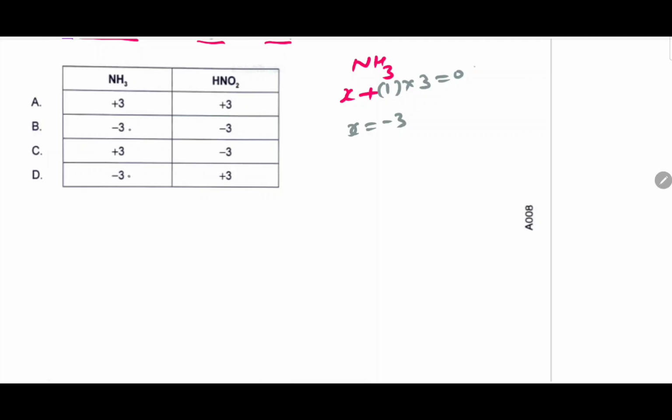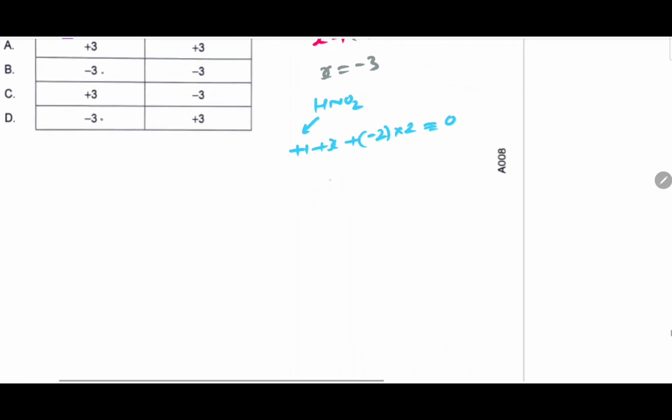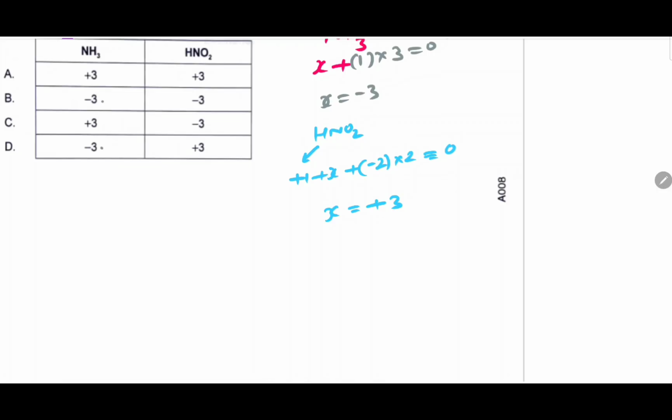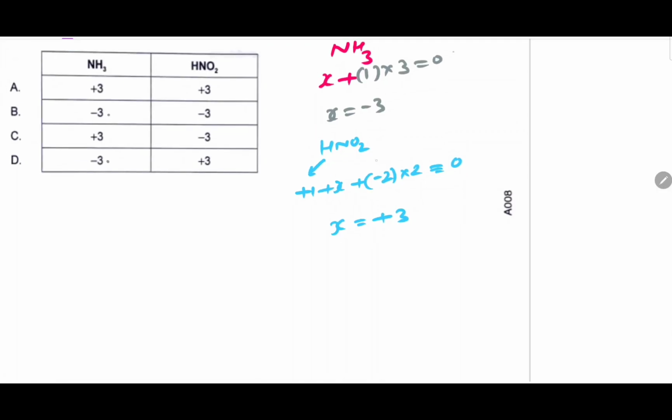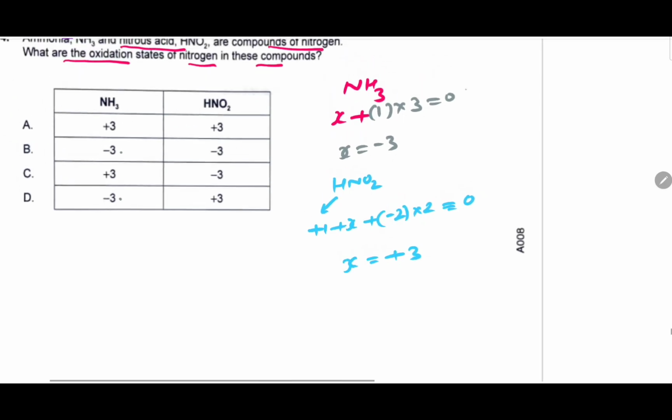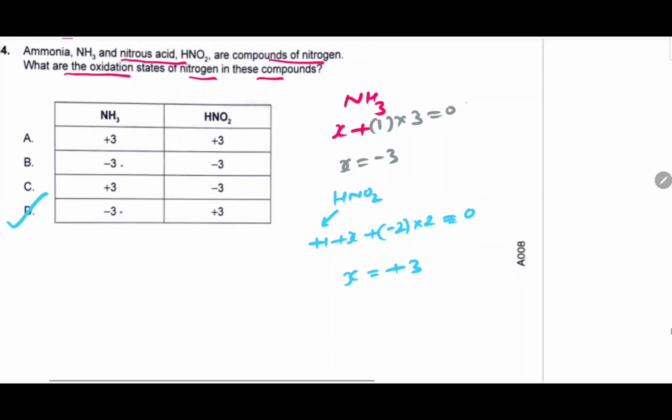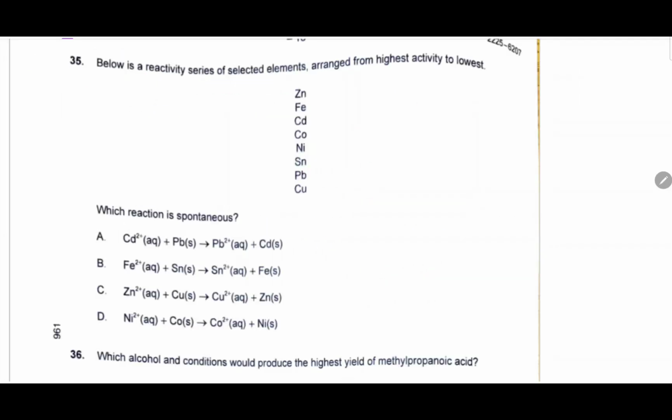Now for HNO2. Hydrogen plus 1 oxidation state, plus X, plus oxygen minus 2 into 2, that is equal to 0. X comes out to be plus 3. So for HNO2 the nitrogen is plus 3, and for NH3 the oxidation state of nitrogen is minus 3. Minus 3 and plus 3, the answer is D. Minus 3 for ammonia and plus 3 for HNO2. 34, answer D.